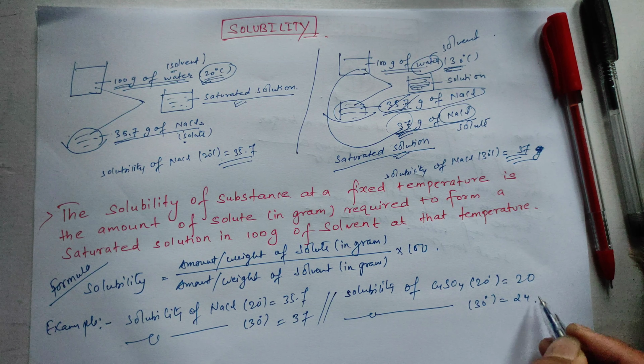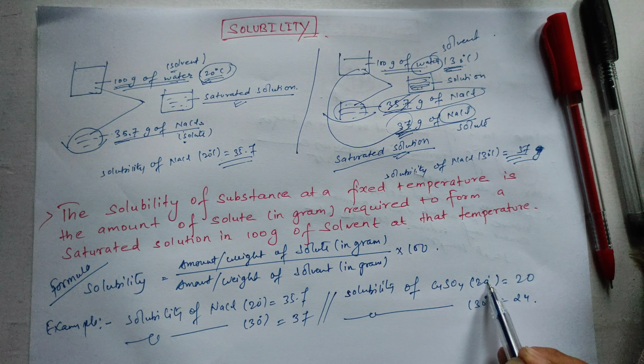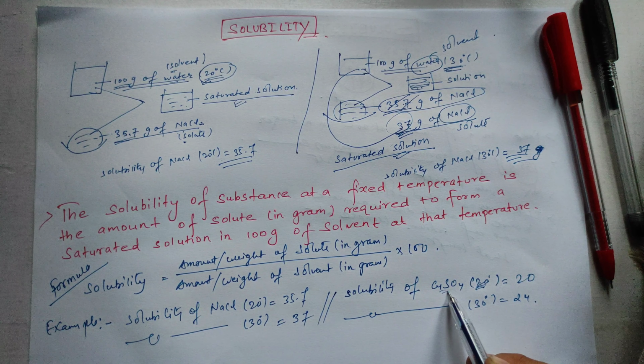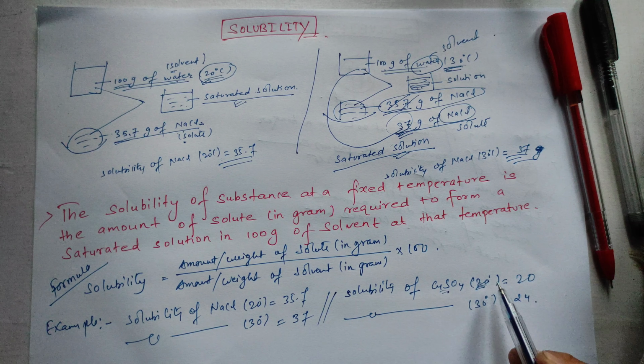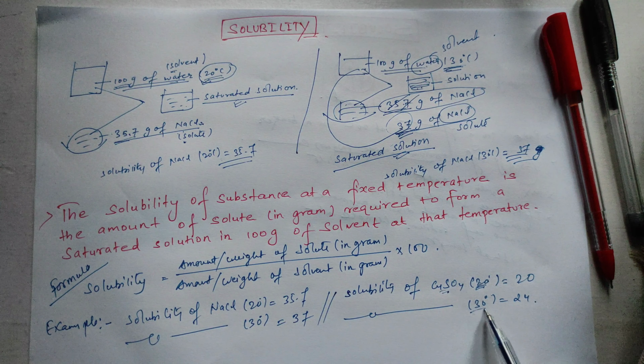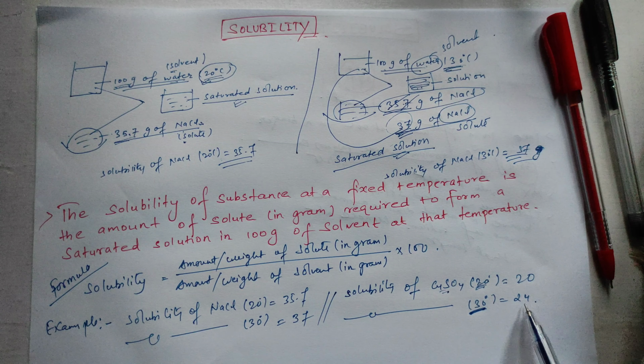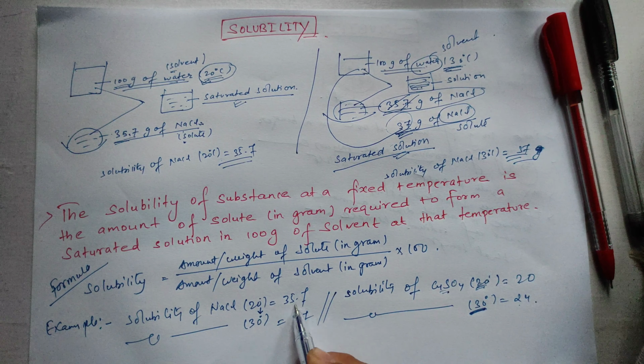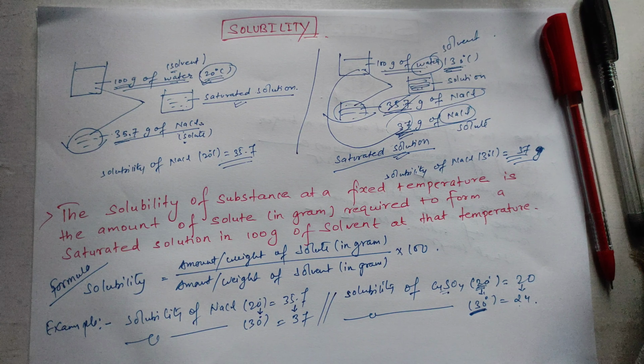Now what does it mean? It means at 20 degrees Celsius, 20 gram copper sulfate dissolves in 100 gram of water, that is solvent, to make the saturated solution. Alright. But at 30 degrees Celsius, 24 gram of copper sulfate dissolves in 100 gram of water to make the saturated solution. Okay. Now you need to observe one thing here. Look, when the temperature is increased, the solubility is also increased in both cases. So we should understand, increase in temperature increases the solubility and decrease in temperature decreases the solubility.